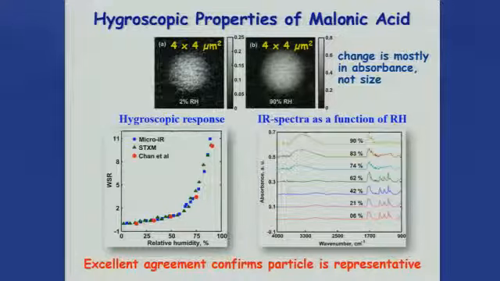So very quickly, we looked at a few individual particles. So this is 2% relative humidity, 90% relative humidity for malonic acid. So we determined, just as I described, the water to solute ratio. And we see very nice overlap between our X-ray measurements, and it overlaps with, we also did micro-IR, and also literature. So we have very nice representative particles.